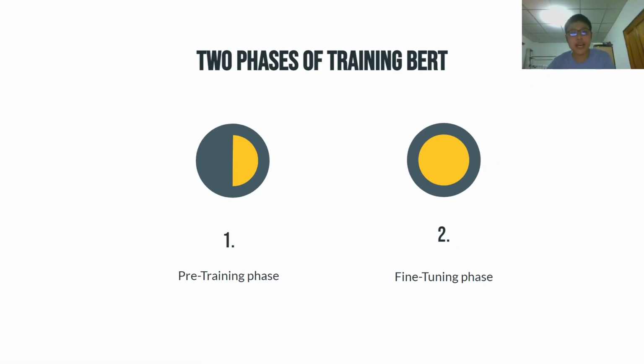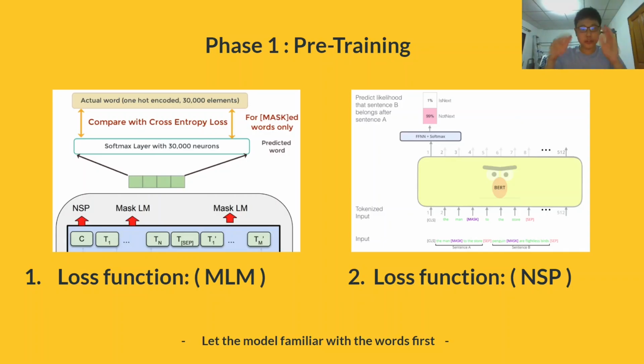Okay, so there are two phases for training BERT here: the pre-training phase and the fine-tuning phase. Our first phase is called pre-training. The idea here is we want the BERT model to become familiar with what text messages look like, so it can understand the specific feel of this text much better.